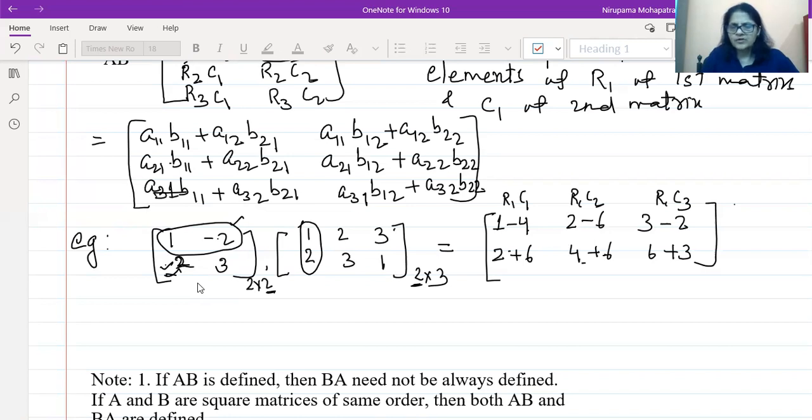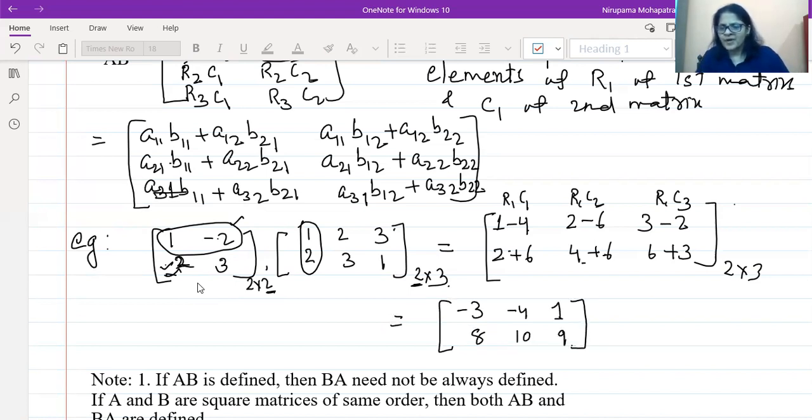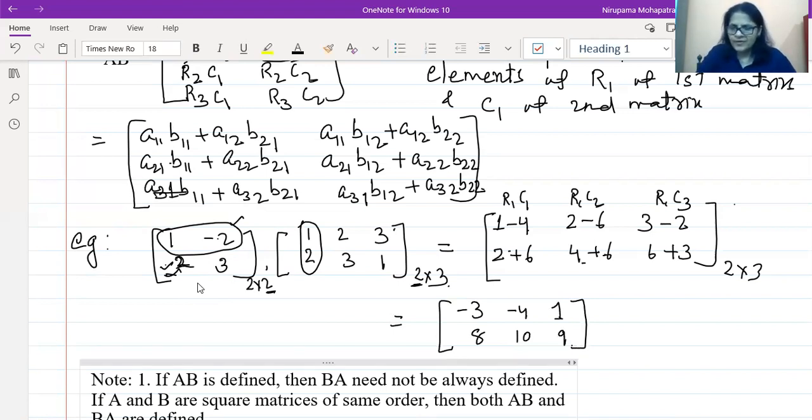To cross check, a 2 by 2 matrix multiplied with a 2 by 3 matrix, the product should be of order 2 by 3. So the product matrix we are getting is minus 3, minus 4, 1, then 8, 10, 9. This is the product matrix we are getting. I'm sure you understood this.